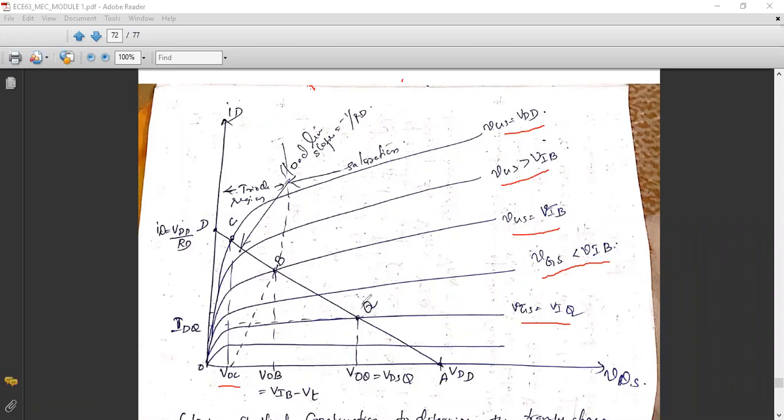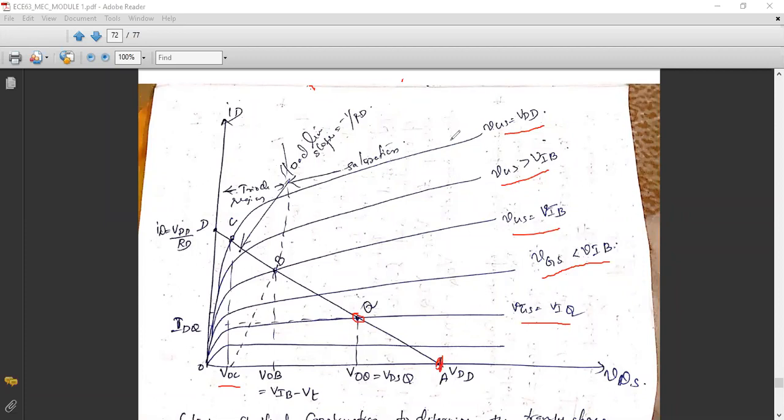And this point corresponds to the Q point, that is VOQ equal to VDSQ. And finally, this is your VDD. And the point corresponds to Q here. You are having IDQ. And this, as already we have indicated earlier, is VDD by RD, that is your ID. Again, this is the x-axis coordinate for the DC load line, that is VDD.